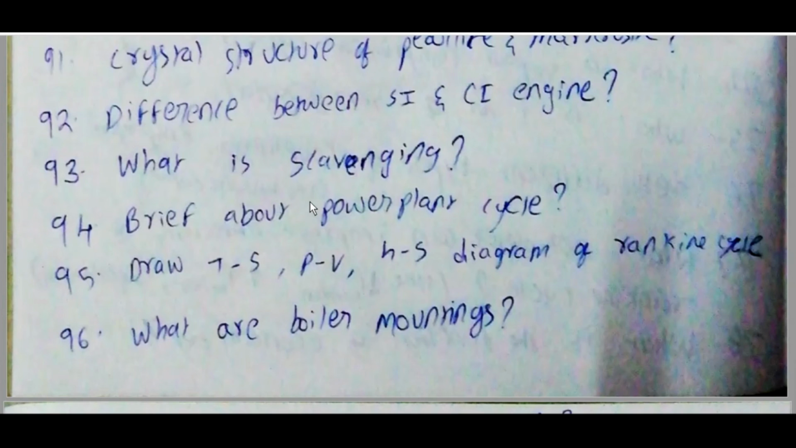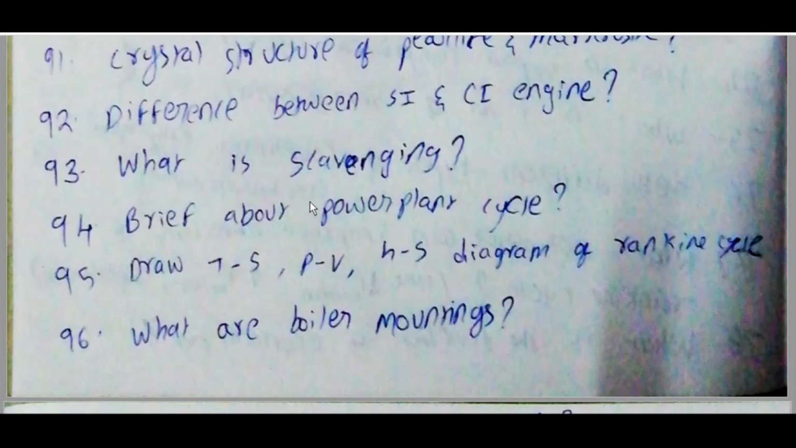Fuel: petrol, diesel. Operating cycle: Otto cycle, diesel cycle. Compression ratio: low compression ratio, high compression ratio. Method of ignition: spark plug, heat of compressed air. Intake: air plus fuel in SI engine, only air in CI engine.